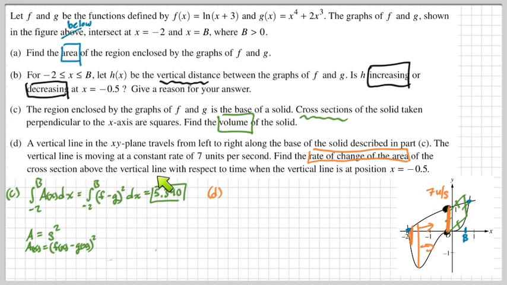Of the cross section above the vertical line with respect to time when the vertical line is at position x equals negative 0.5. So we're going to find a rate of change at negative 0.5. That means we're going to find an instantaneous rate of change. But in order to do this, we first need to have a function so that we can find its derivative, so we can find out the rate of change. And so our function is the area function that we found earlier from part C. All right, this guy. So I'm writing that out. Now, if I want to take the derivative of this, remember that this is a time thing.